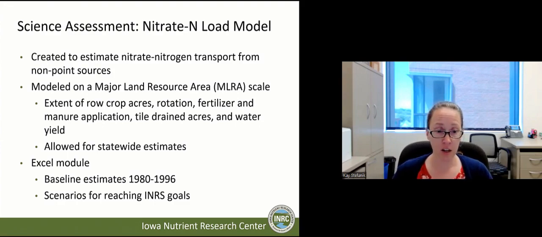These scenarios include individual practice implementation, so we could look at just what implementing cover crops on so many acres would do. But the scenarios are also set up so that you could run it for multiple practices being implemented across the landscape.